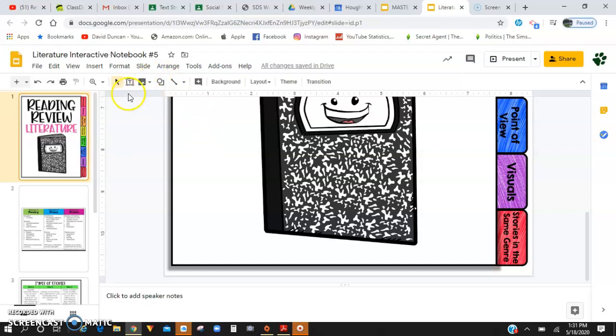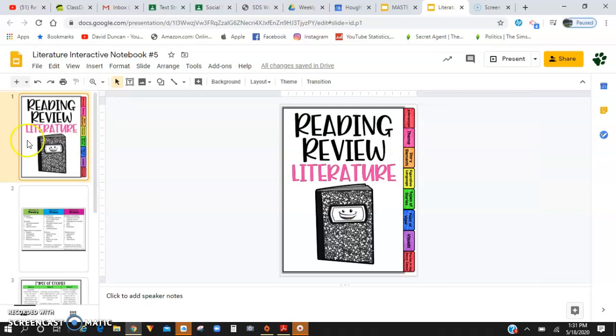All right, guys, welcome to our literature interactive notebook number 5. Today we are going to be working on types of stories. This should be a review from a 4th grade standard you guys worked on, where we're talking about different types of literature and different types of stories.